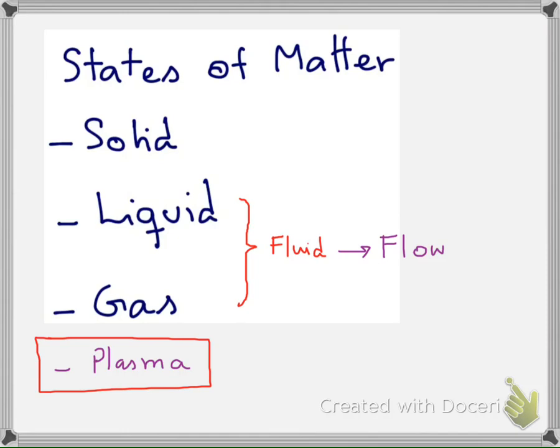For example, water, when it is in the form of ice, is a rigid body and it cannot flow. But when it is in the form of liquid water or vapor gas, it can flow. So that is the difference between solid and fluid. And you can see that liquid and gas have this common property: they can flow.